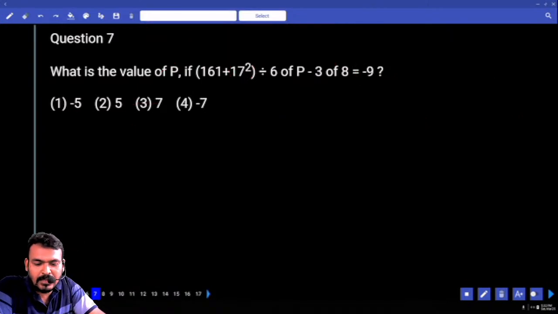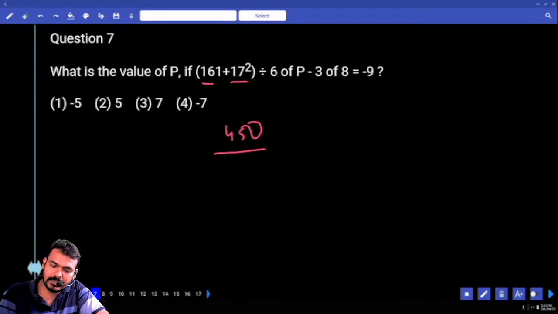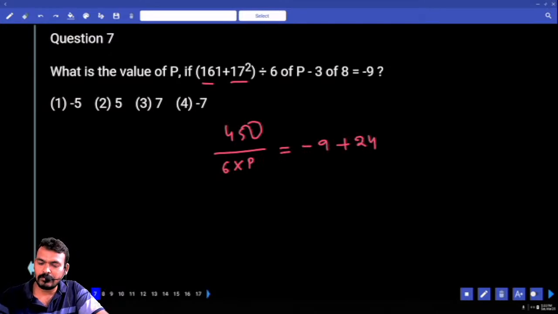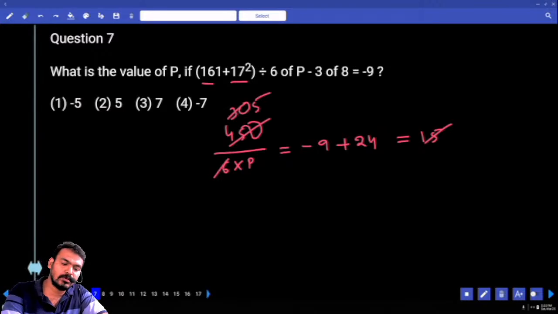What is the value of P? 161 plus 17 square divided by 6 of P minus 3 of 8 equal to minus 9. It is only minus 9, not a question mark. Okay. First, 161 plus 17 square. What is the 17 square? 289 plus 161. 450 divided by 6 into P, that is equal to minus 9 plus 24, 15. 15, how many times? 30 times, 6 how many times? 5 times, then P equal to how much? 5.